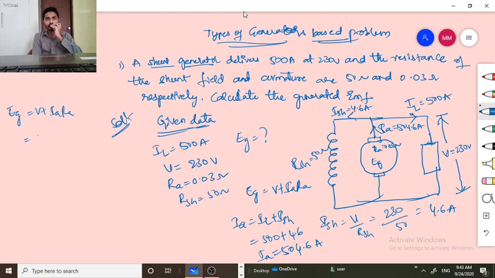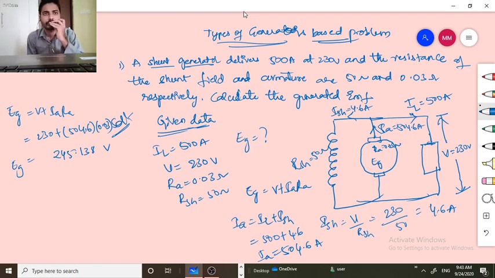So what is the V here? 230. And what is IA? 504.6. And what is RA? 0.03. So you can substitute and find out the value. So what is the value here? 245.138 volts. So this is the EG value. In this way you can do this problem.